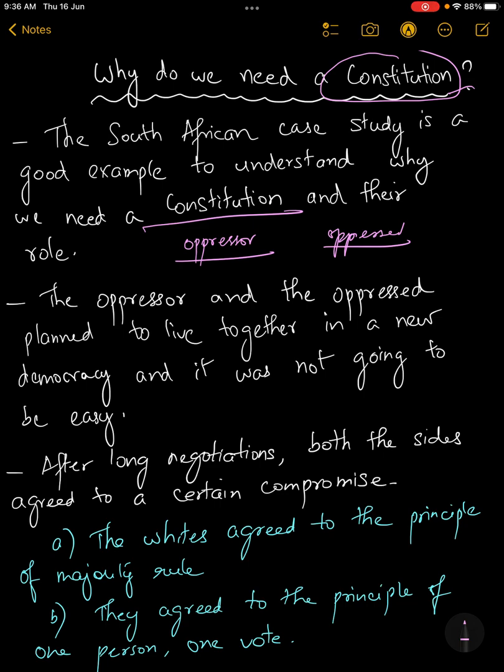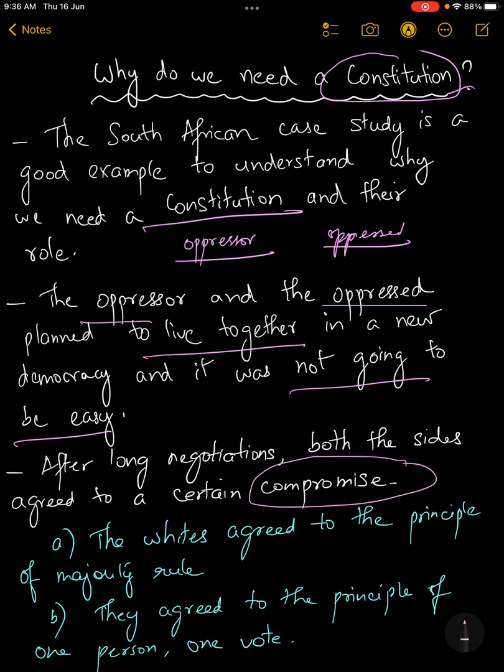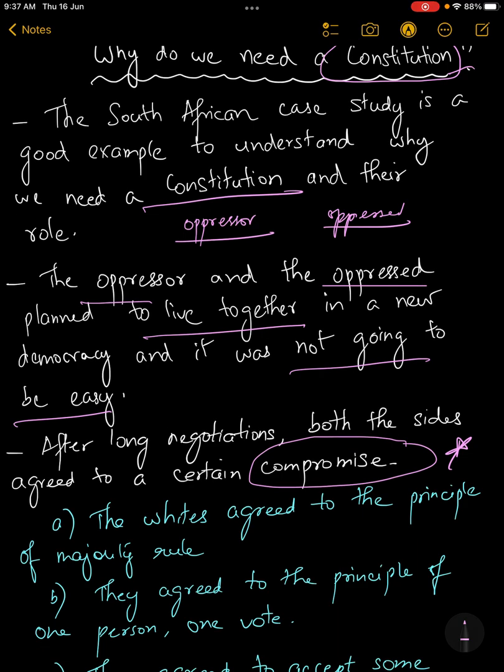People who have been enemies for the longest time cannot really come together overnight and reach a peaceful, amicable conclusion, right? So over here I have written that the oppressor and the oppressed planned to live together, and it was not going to be easy. And after all those deliberations and negotiations, there were certain compromises that both parties agreed to. Now this is very important. This can also be asked: what was the outcome of the discussions that the oppressors and the oppressed had in South Africa? What was the compromise they had reached?